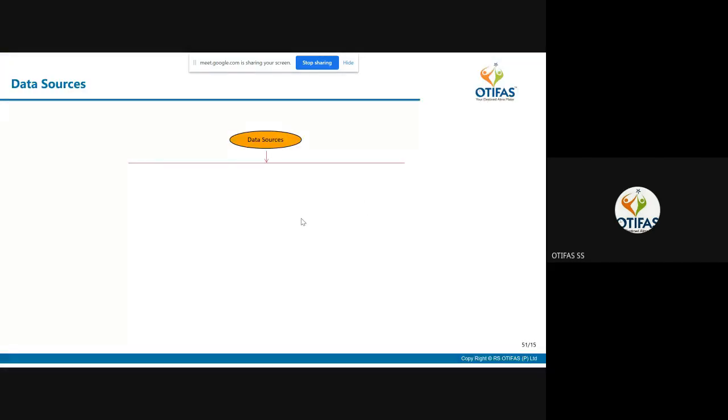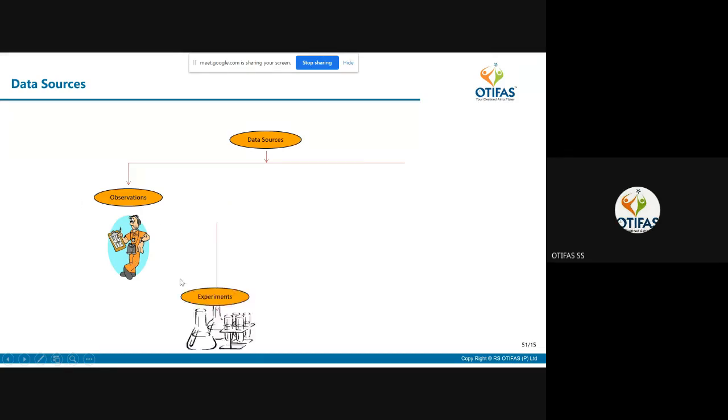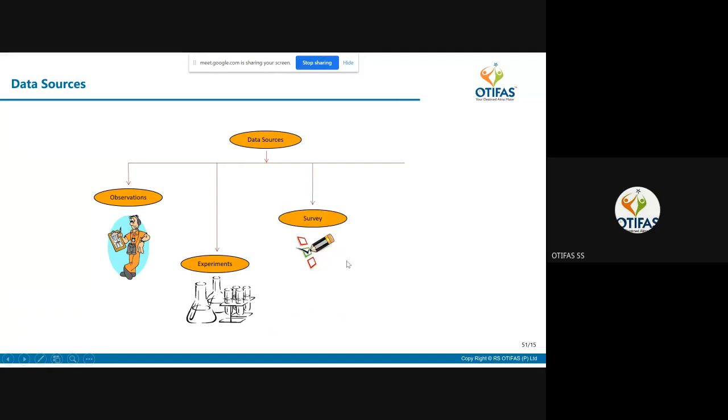Okay. Now, what are the kinds of data? Data sources. Where do you get data? You can take data by observation. If you have a fresh data, go and observe and take data. Then if you don't have data, you can do an experiment and collect data. You can have surveys, questionnaires, and the most free, easily available data, historical data in your computers.